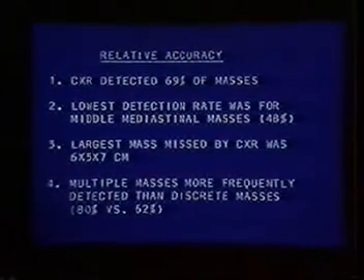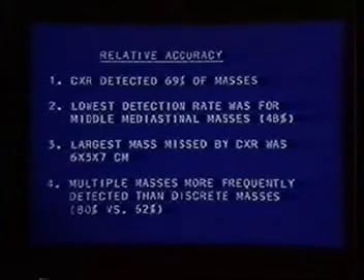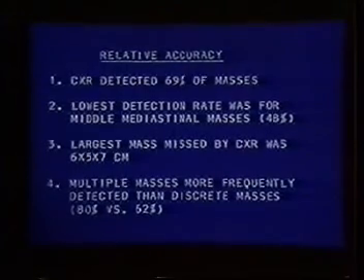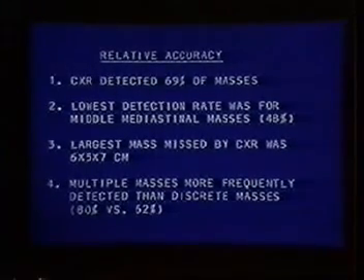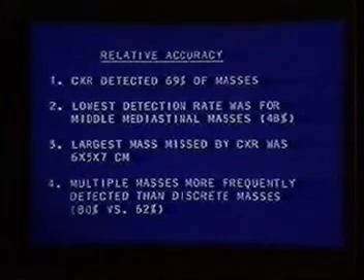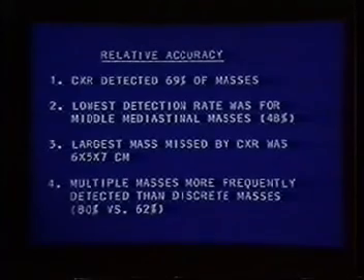And first of all, addressing the issue of relative accuracy, we found out that chest radiographs detected only 69% of these masses. This was especially a problem in the middle mediastinum. I think that's not a surprise when you think about how many soft tissue structures there are and how little lung contacts the middle mediastinum. In fact, the largest mass we missed was in the middle mediastinum, and it measured 6 by 5 by 7 centimeters. Made us feel pretty bad. Multiple masses were more frequently detected than discrete masses, although we didn't always appreciate with plain radiographs that they were in fact multiple.